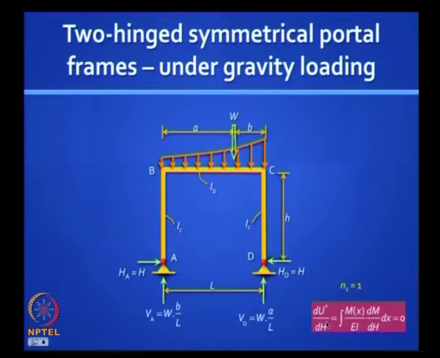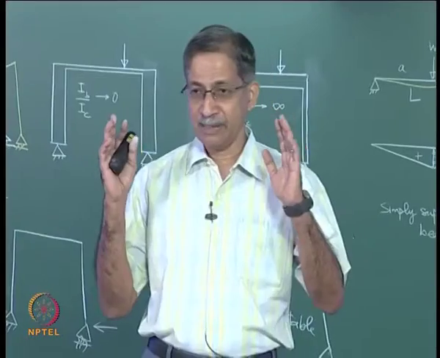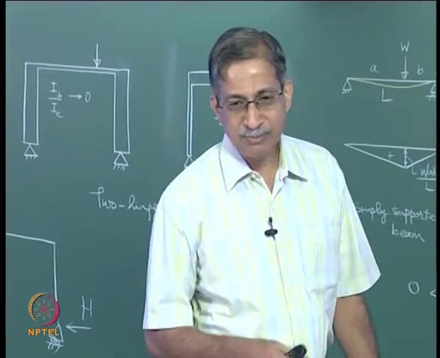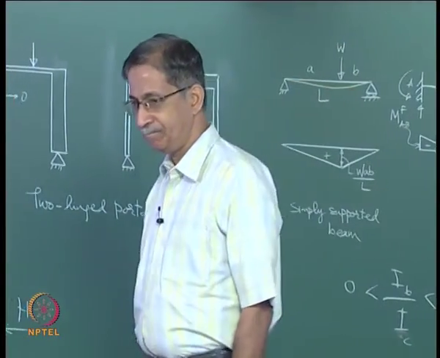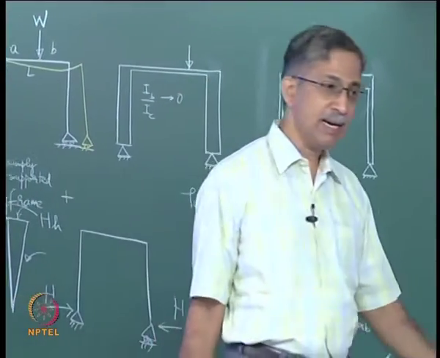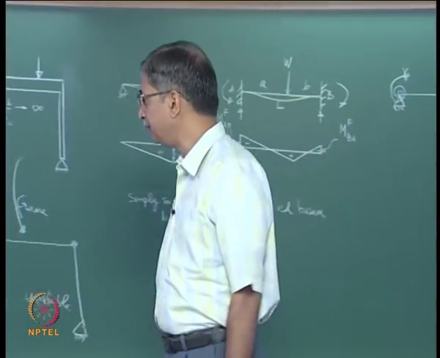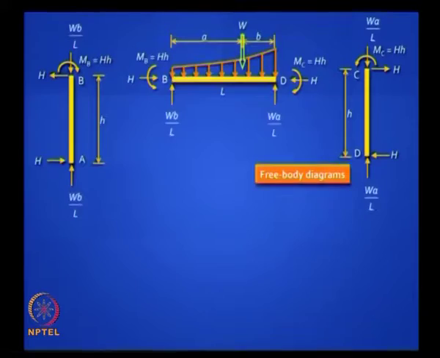Now what is m? You have to integrate over the full length of the frame. So you have to integrate separately for the two columns and for the beam. Will you try that and give me an expression for capital H? A generalized expression which accounts for IB, IC variations. In this picture I am showing you the free body diagrams where MB and MC are capital H into small h, right. Does the diagram make sense?